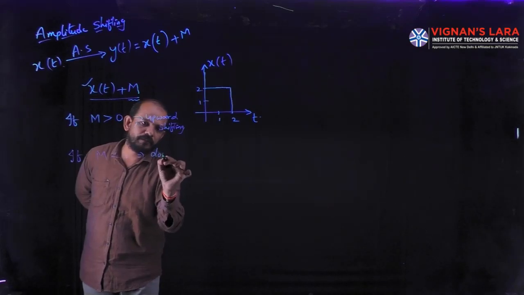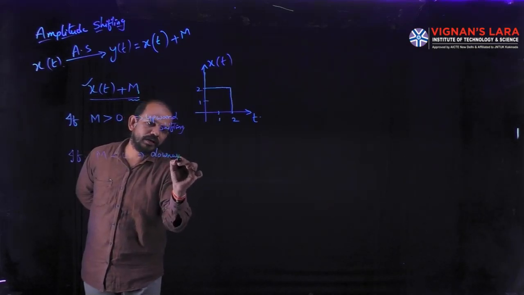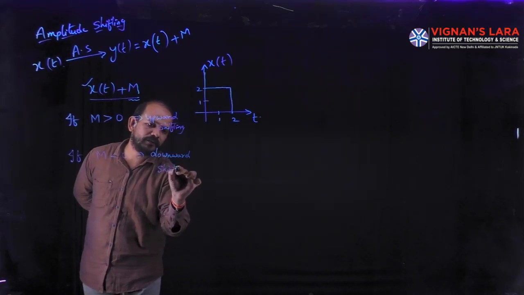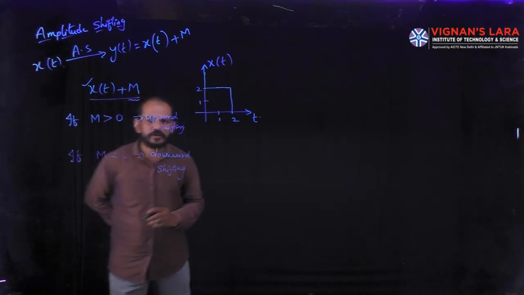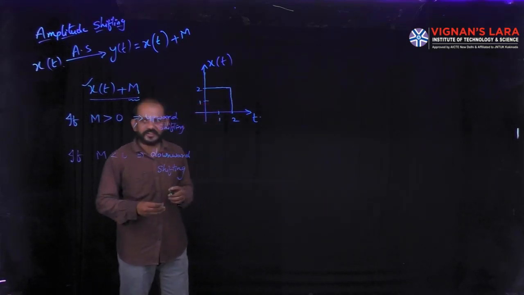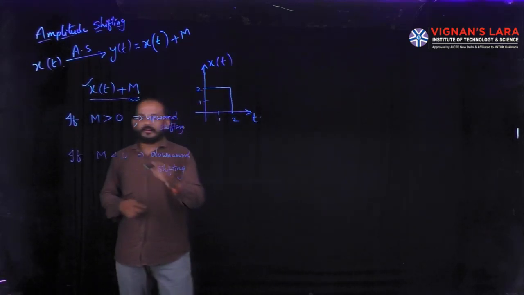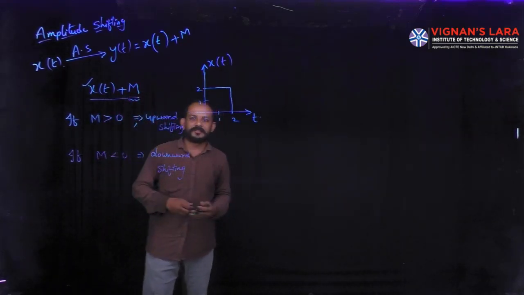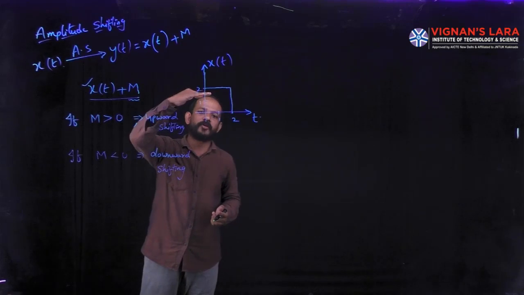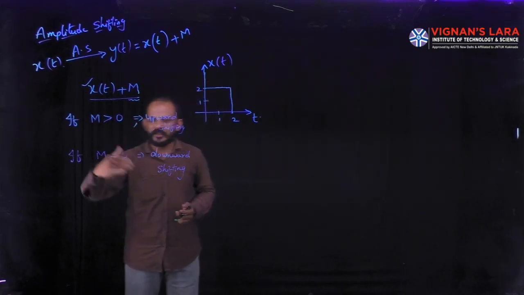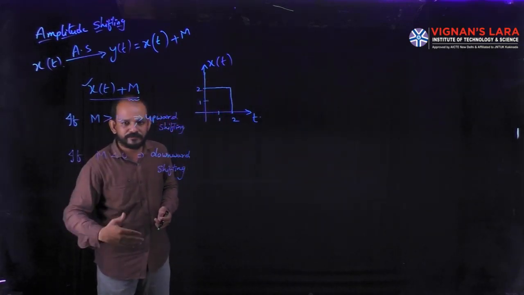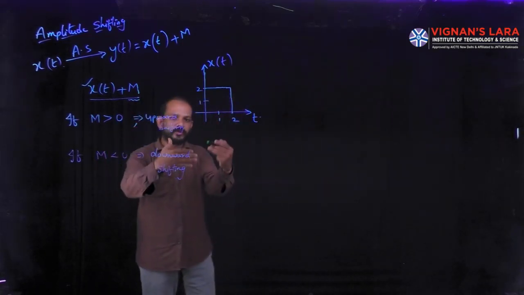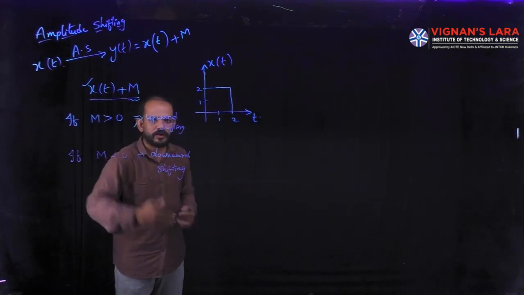Downward shifting. See, simple logic. If the value of M is positive, that is greater than 0, then the signal will move upward. Hence, it is called upward shifting. If the value of M is negative, that is less than 0, then the signal will move downward. Hence, it is nothing but downward shifting.